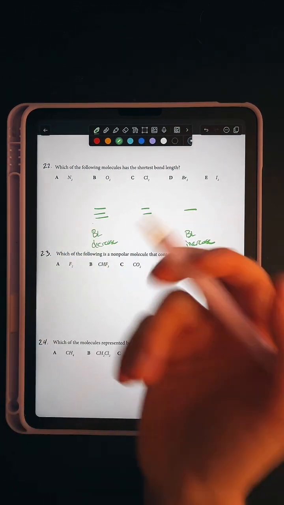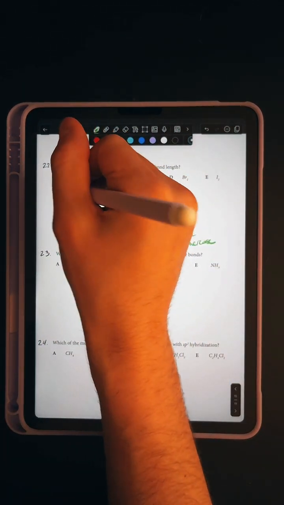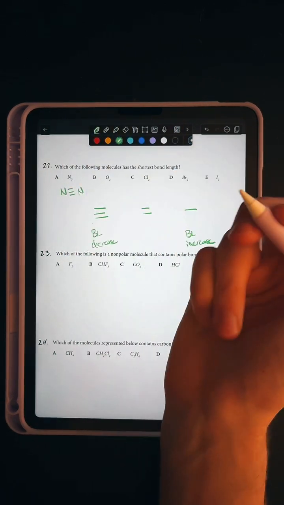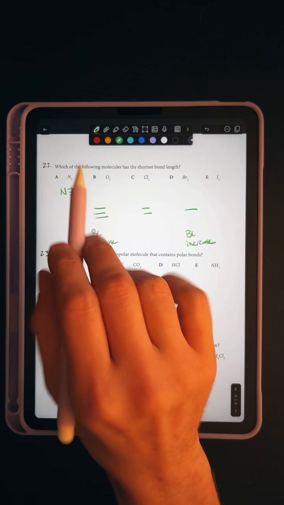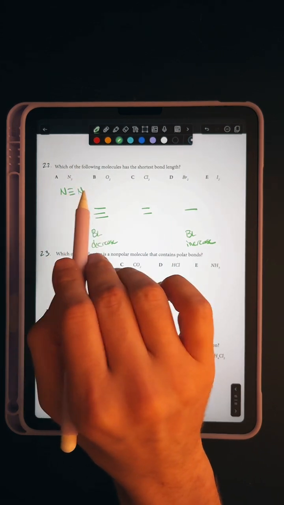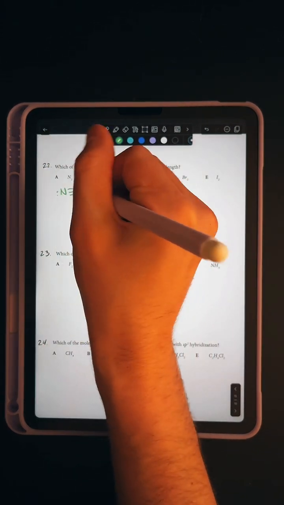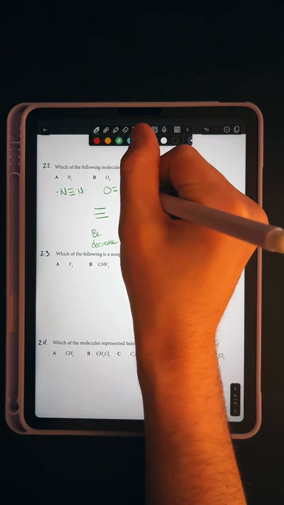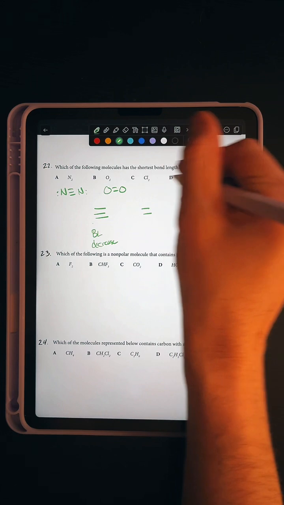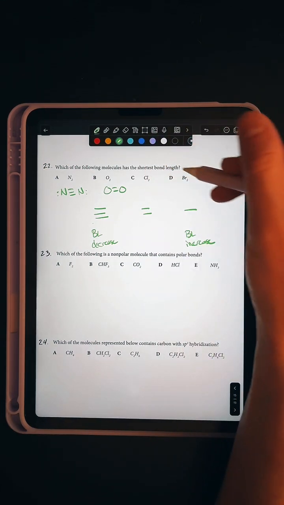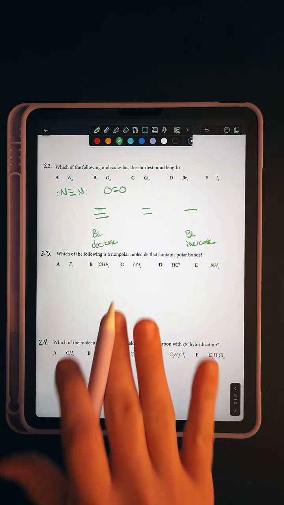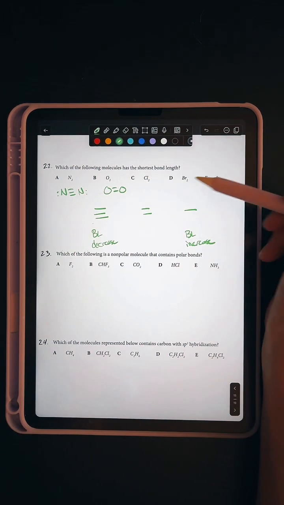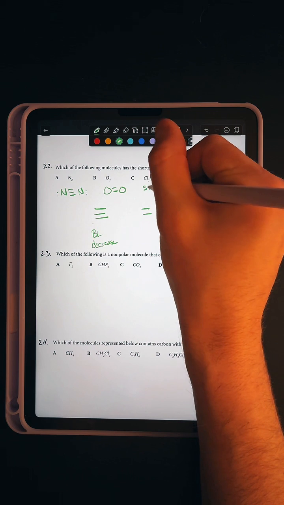Now, looking at these molecules, nitrogen, N2, diatomic nitrogen, that is triple bonded. If you were to figure out the Lewis dot structure, you would see that nitrogen is triple bonded to itself with the lone pairs. Oxygen would be double bonded. And then all of the halogens, Cl2, Br2, I2, are always single bonds with each other. So we have single bond, single bond, single bond.